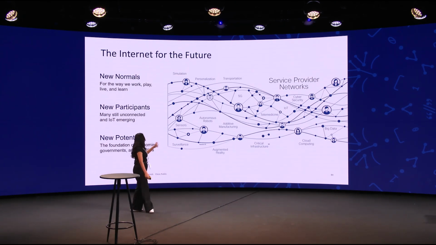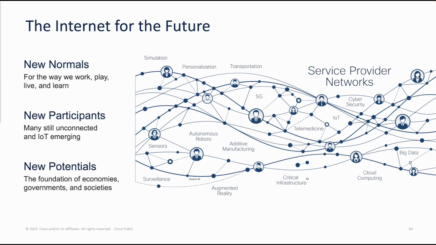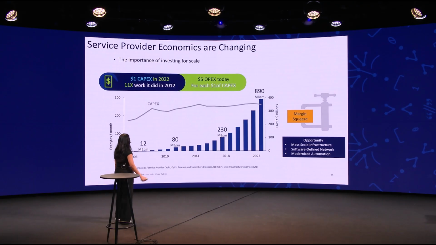OK, so we know this. We know the Internet of the future is changing, mostly because we, as a society, are changing. We're changing the way we live, the way we work, the way we play. And this is all impacting service providers. This is all impacting the load on networks today. We also have new participants coming in, and that's not just Gen Z. It's also a lot of IoT devices being connected into the network. But what this really means is that there are a lot of new potential revenue streams that service providers want to go after, and that's where we want to come in and help them do that.